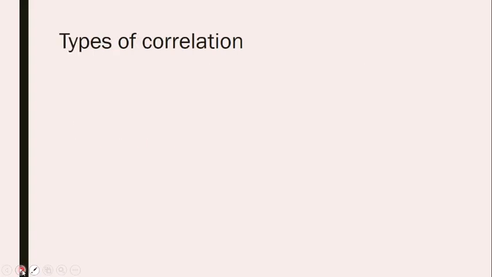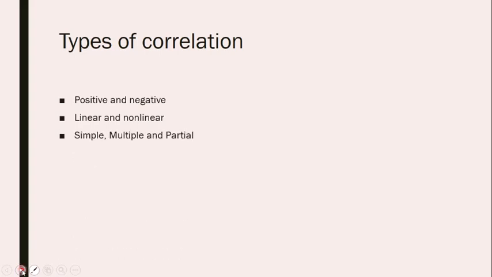Now there are some types of correlation that you will encounter as you move on. The first one is positive and negative correlation. Second is linear and non-linear correlation. And third is simple, multiple and partial correlation. For the time being, we will be dealing with the positive and negative correlation.